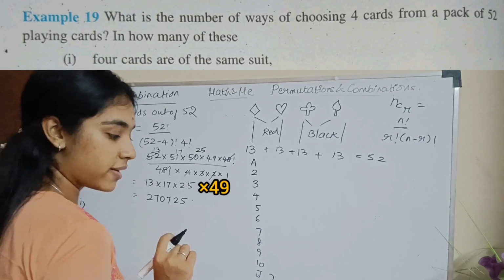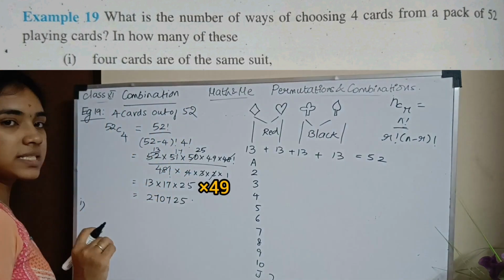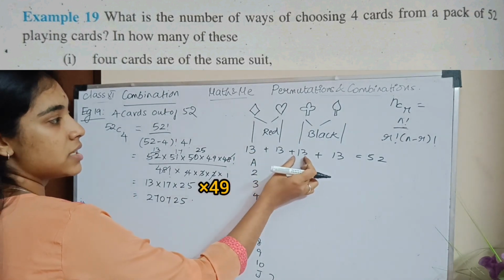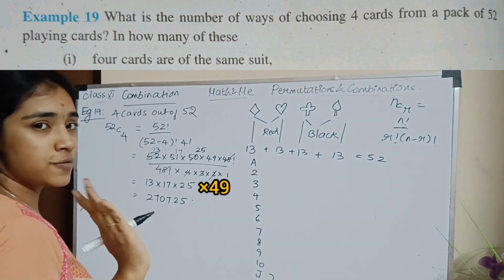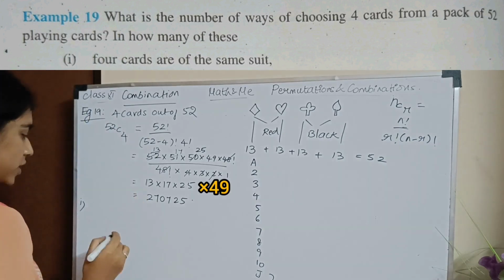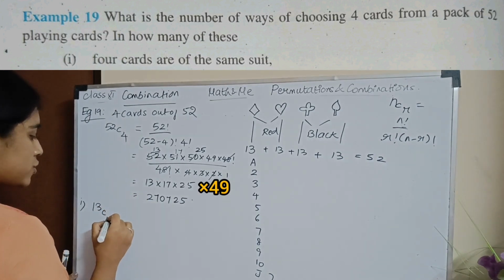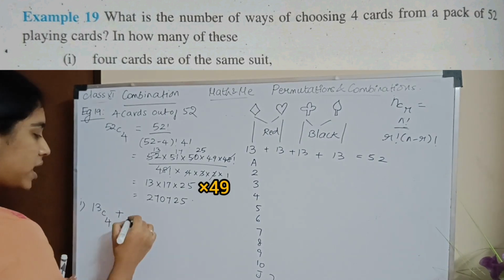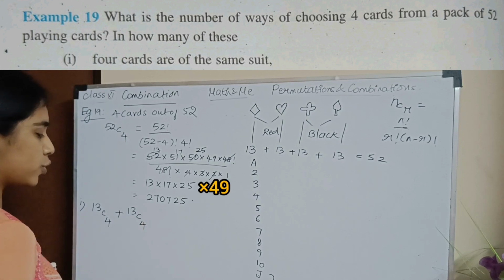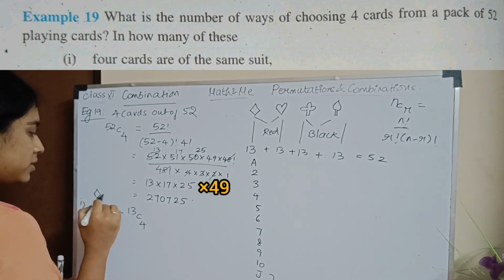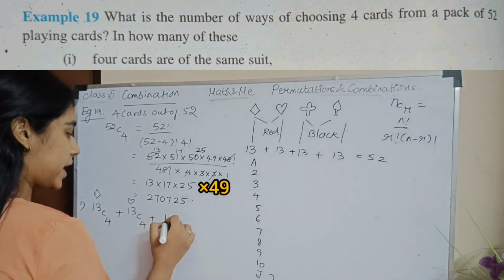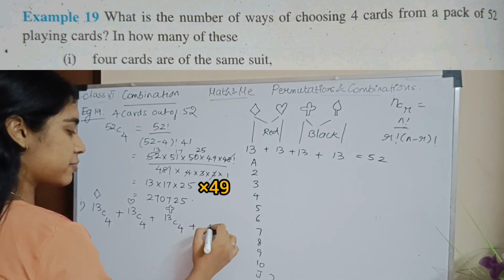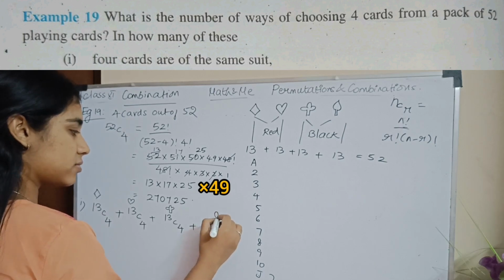Okay, first subsection: the 4 cards are of the same suit. So from one suit, that is, it can be diamonds, hearts, clubs or spades. So I need to choose 4 cards from the same suit. So it will be 13 choose 4. So now this can be diamond, or I can choose it from hearts. So it can be 13 choose 4. So this can be diamond, this can be a heart, or I can choose them from the clubs, or I can choose them from the spades.